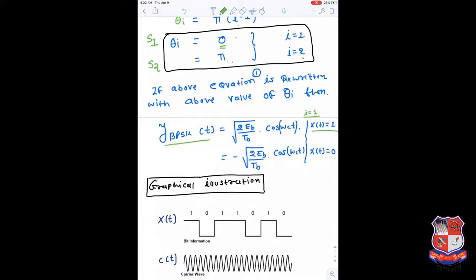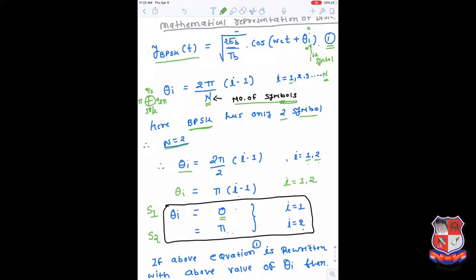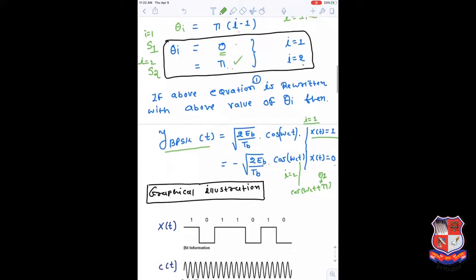If you take I is equal to 2 here, what happens? This equation needs to be modified. This is for I is equal to 1, and this corresponds with I is equal to 2. So we are getting theta I is equal to pi. So this equation is square root of 2 EB by TB cos omega ct plus pi, because theta 2 is pi here, which is written over here. And what is cos omega ct plus pi? It is minus cos omega ct.